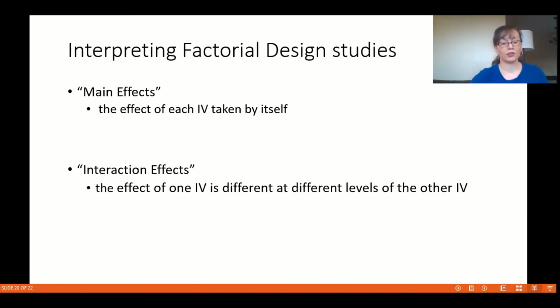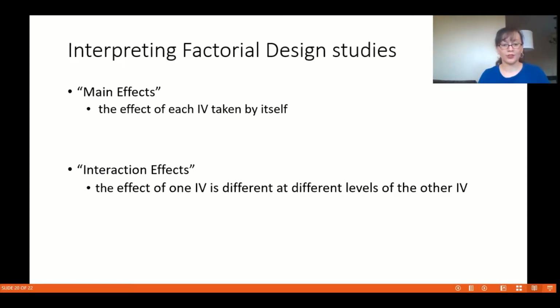And when we look at these together, how they impact each other, essentially the effect of one independent variable is different at different levels of the other independent variable. We'll make sure that makes a little more sense in a couple of minutes. That's when we talk about interaction effects.